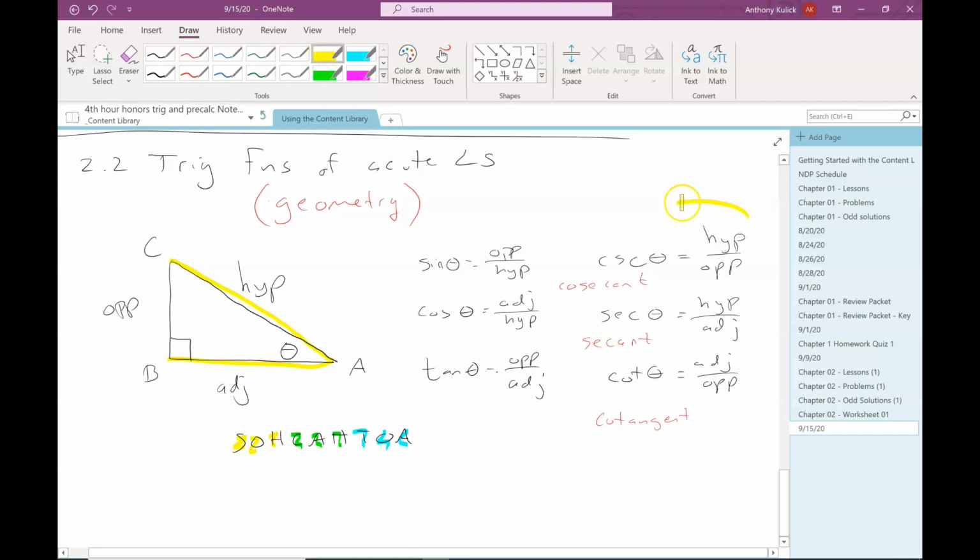So these 3 trig functions, cosecant, secant, and cotangent, are often called the reciprocal functions because they are literally the reciprocals of sine, cosine, and tangent, respectively. You remember what the word reciprocal means? Where you're just flipping the fraction?